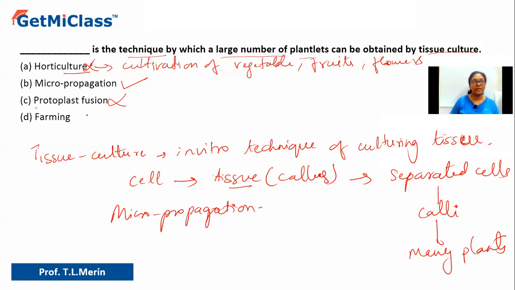Option D says farming. Farming doesn't come into tissue culture. It doesn't come into in vitro. It is in vivo, that is, it is done in the field, which includes horticulture as well as taking care of animals, dairy farms, poultry, everything. You can just say agriculture. So farming, as I told you, is not only about the fields and growing plants, it also includes taking care of animals. But it does not include tissue culture. Hence, it is ruled out.